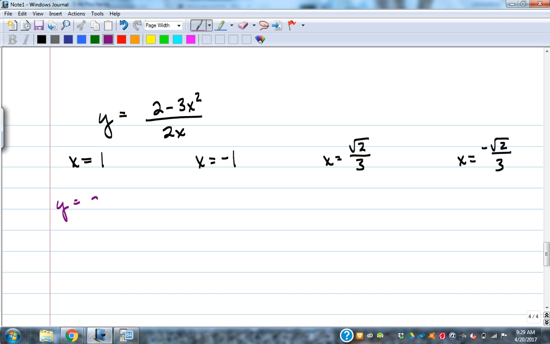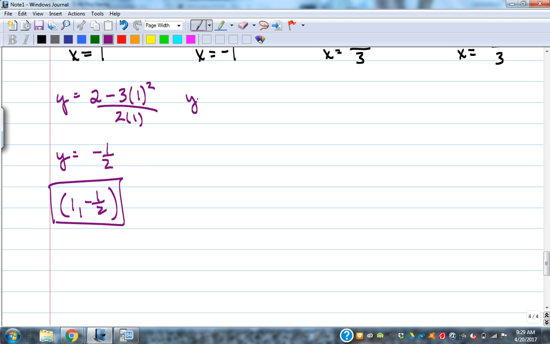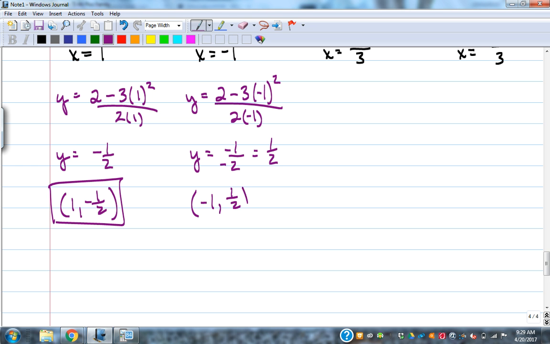So y equals 2 minus 3 times 1 squared over 2 times 1. And work that out. So that'd be 2 minus 3 is negative 1, negative 1/2. So we get this ordered pair, 1, negative 1/2. That's one of our solutions. And then do negative 1. Squared, so that'd be negative 1 over negative 2, which would be positive 1/2. So negative 1, positive 1/2.